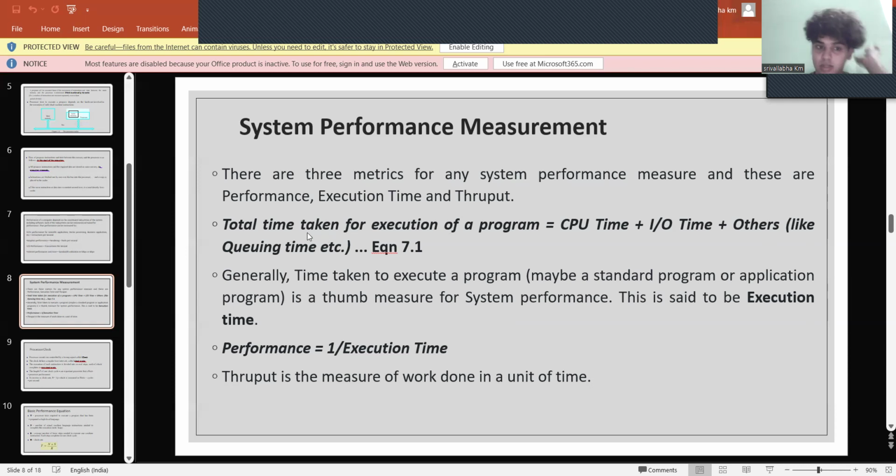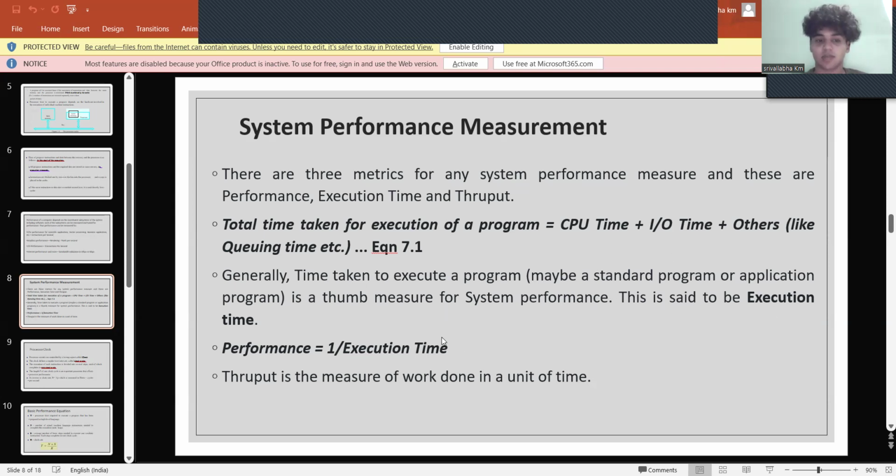This is important. Total time taken for execution of a program is equal to the CPU time plus input output time, and the others like queuing time. Generally, the time taken to execute a program, maybe a standard program, is a thumb measure for system performance.